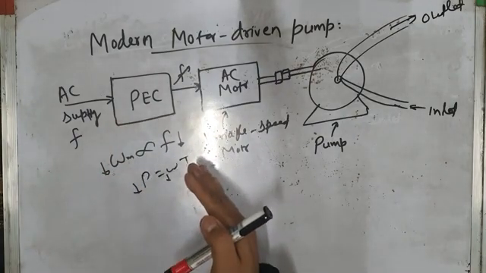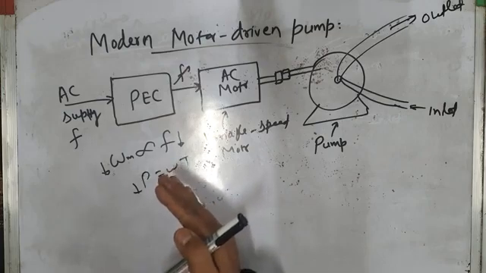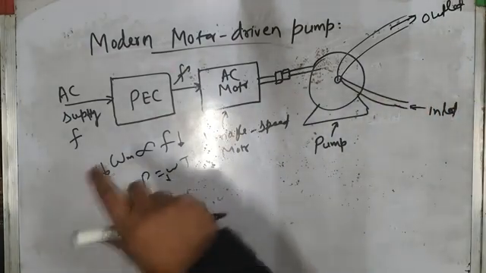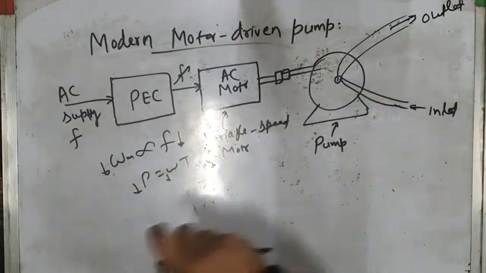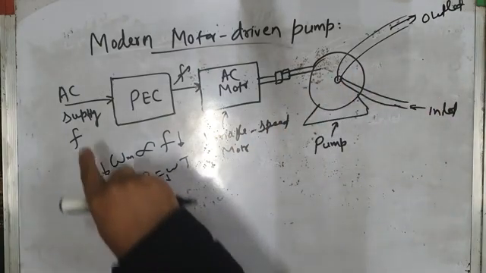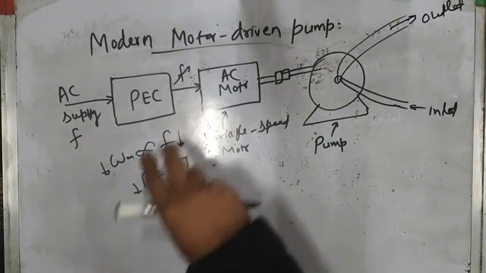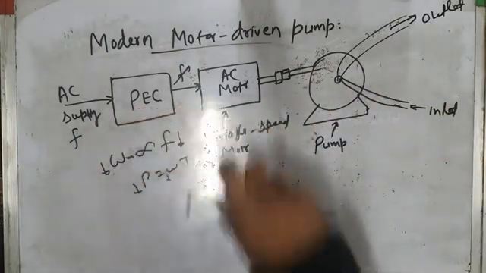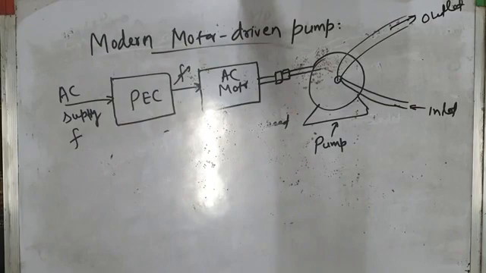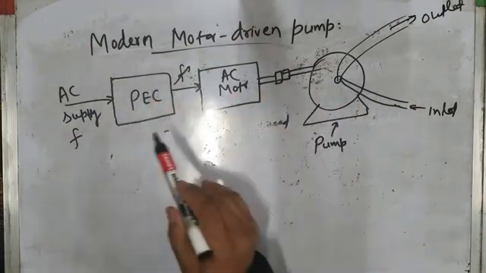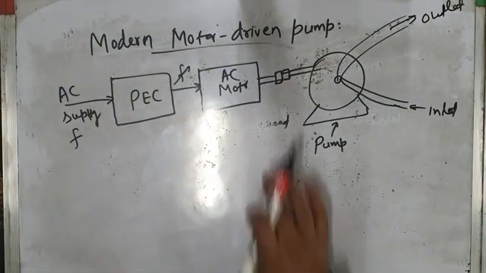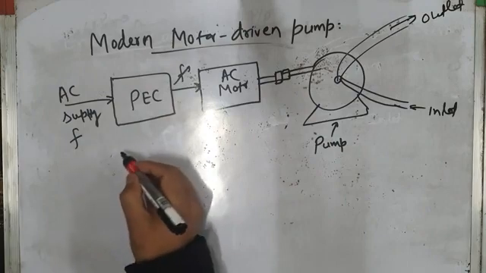This is contrary to the traditional motor driven pump, in which case the motor was running at the same rated speed, even at low flow rates, and it was drawing the same amount of power as at high flow rates and wasting the power. In this case, at low flow rate, motor speed reduces, power drawn by motor from source automatically reduces. So therefore there is no wastage of energy, and hence there is conservation of energy, which is resulted by this modern motor driven pump with the help of this PEC, that's power electronic converter. Okay, this can be explained also like this.